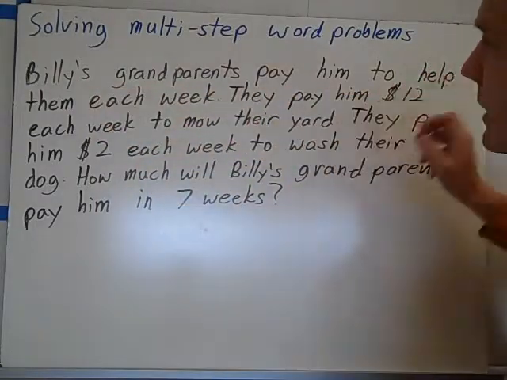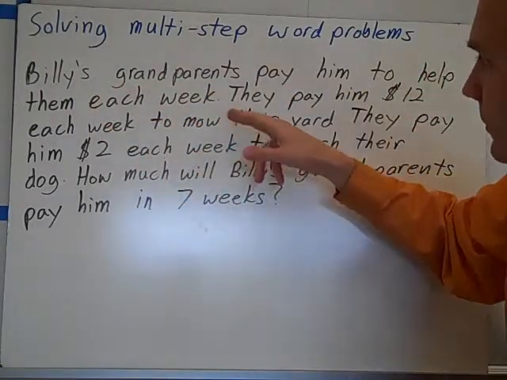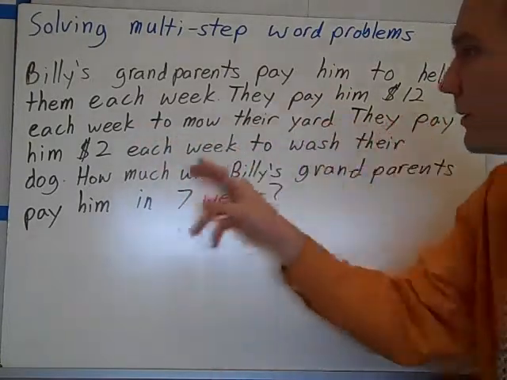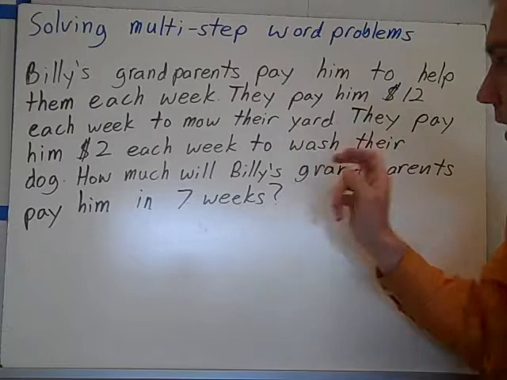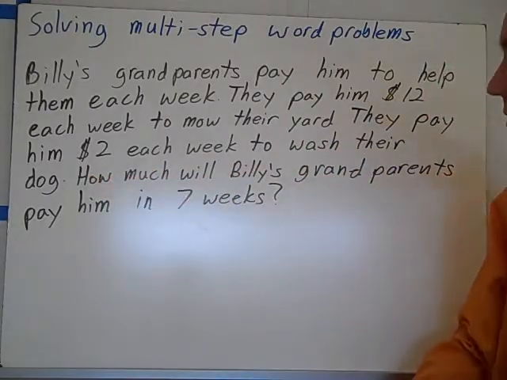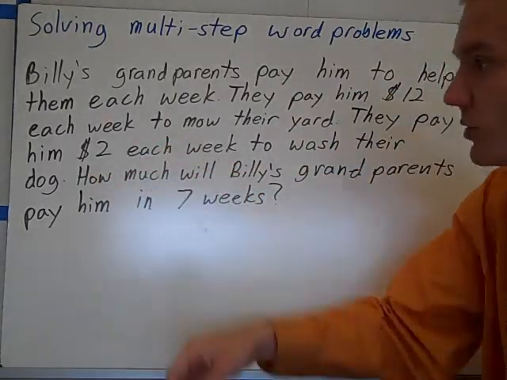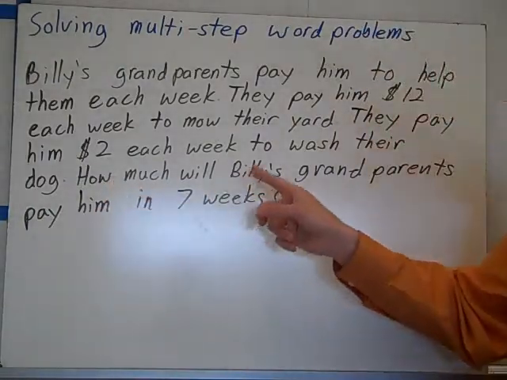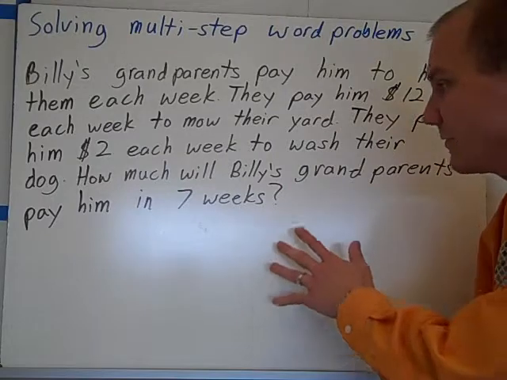Billy's grandparents pay him to help them each week. They pay him $12 each week to mow their yard. They pay him $2 each week to wash their dog. So I guess he'd make $12 a week and $2 a week if he mowed the lawn and washed the dog. How much will Billy's grandparents pay him in 7 weeks?